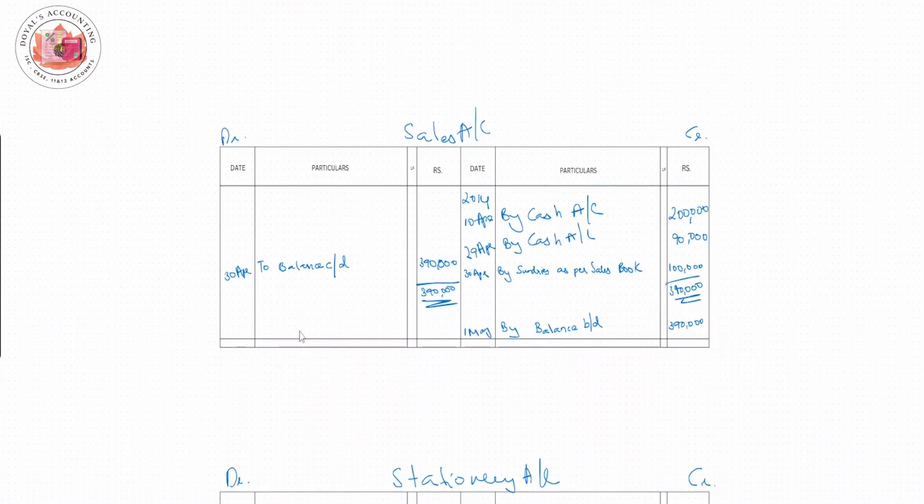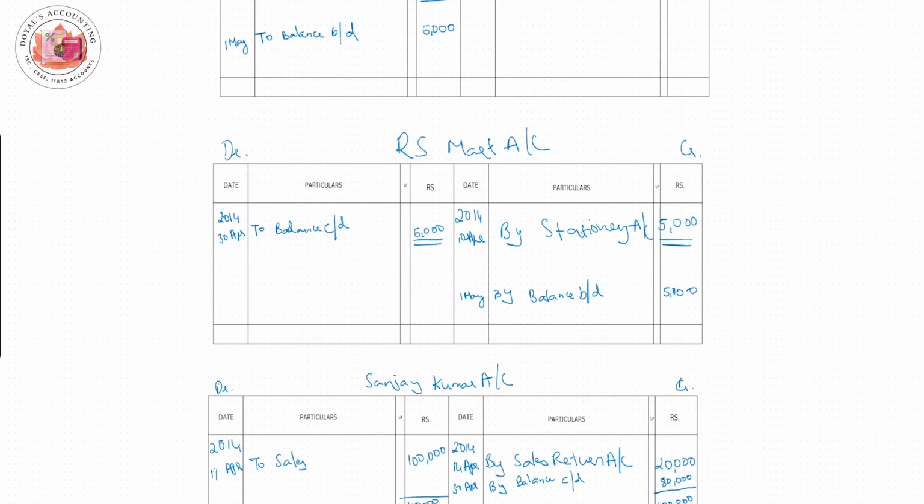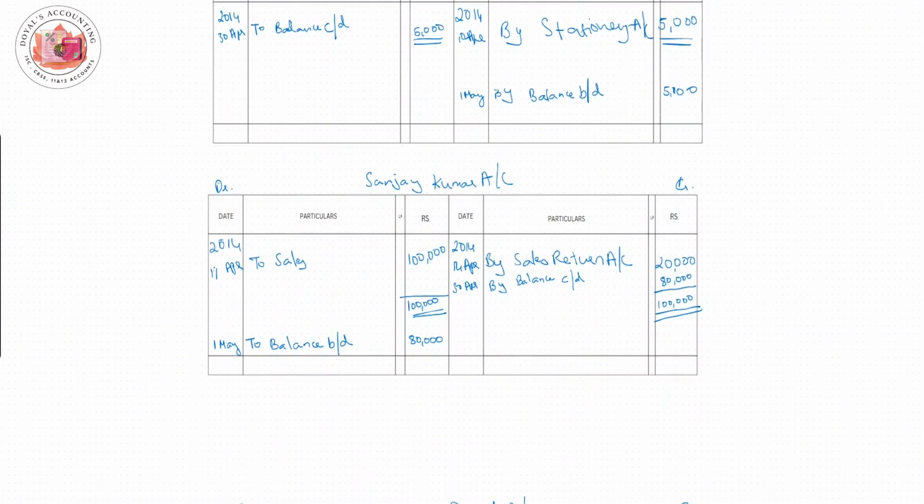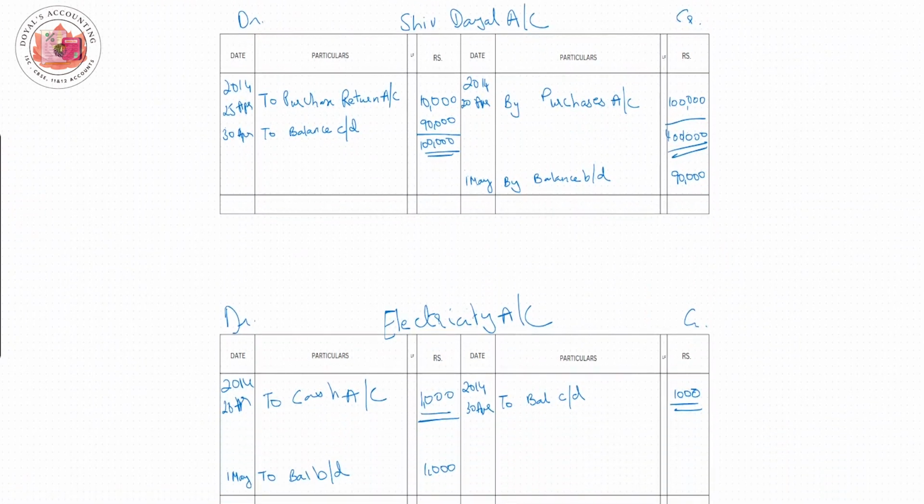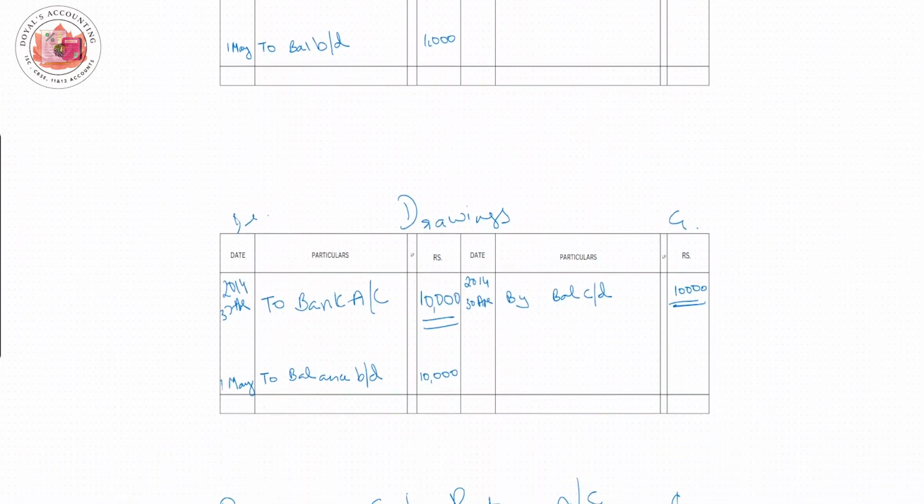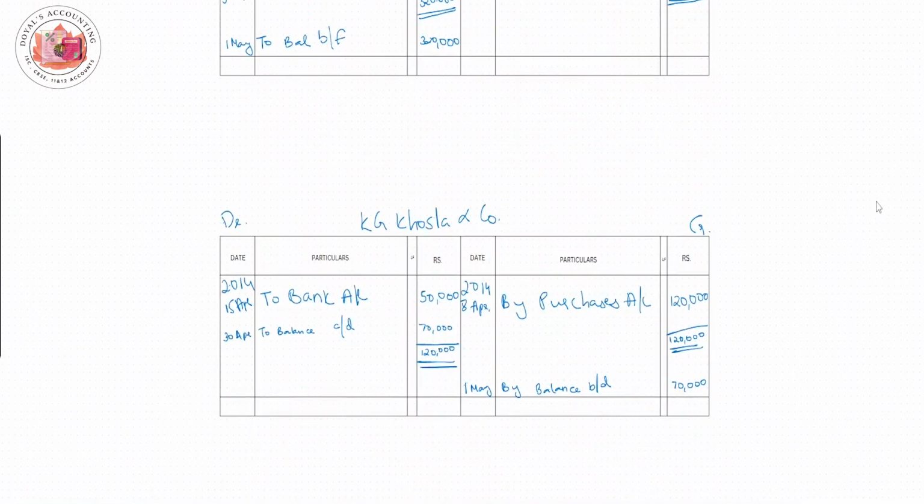Next we have sales account. So here was 3,90,000 to balance carried down 3,90,000, then carried forward to the next month. Similarly, stationery account, RS Mart account, Sanjay Kumar account, Shiv Dayal account, electricity account, drawings account, sales return, purchase returns account. So this is how you balance all your accounts.